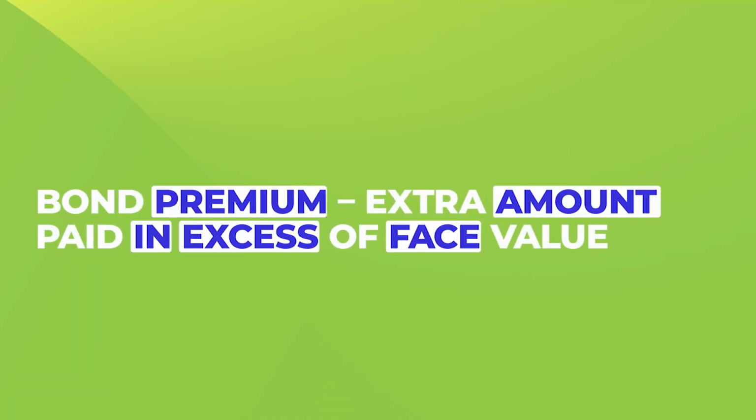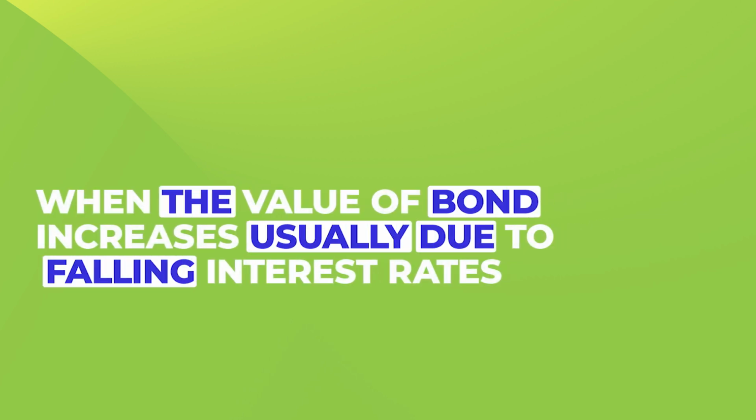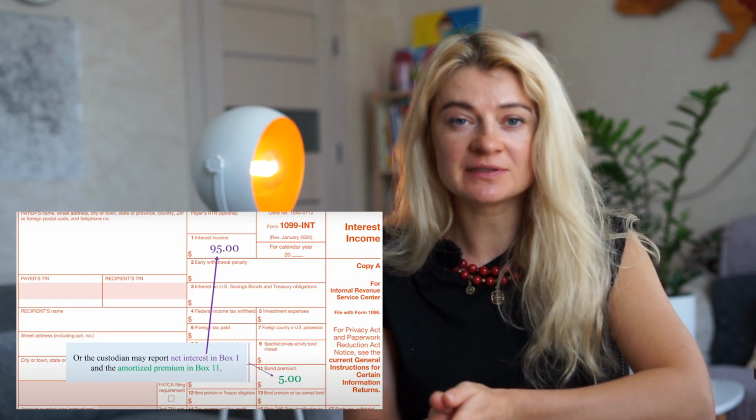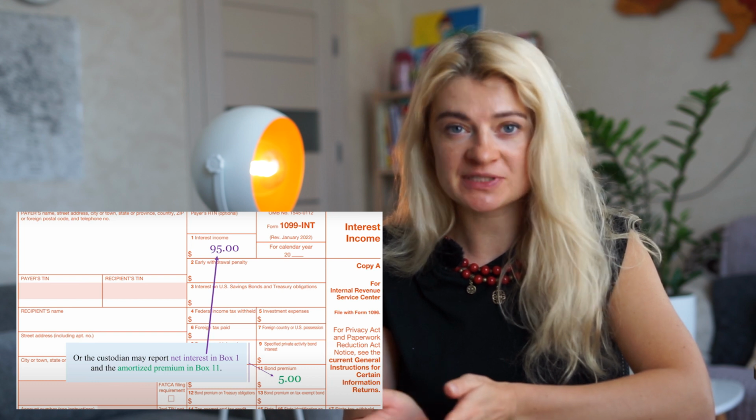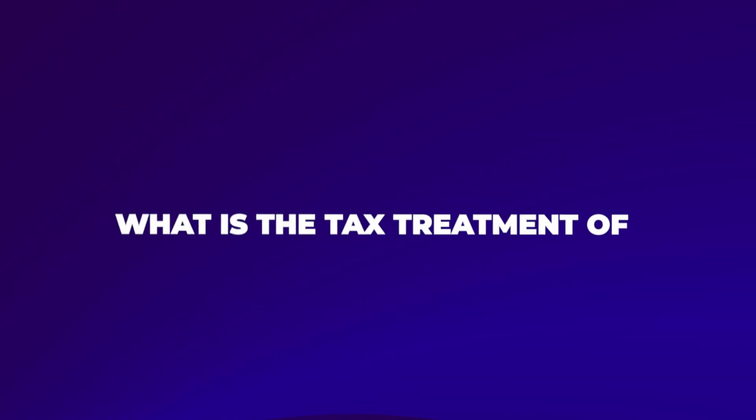Bond premium is the extra amount paid in excess of face value. It usually happens when the value of the bond increases, usually due to falling interest rates. Amortization of bond premium is usually calculated by the issuer or our brokerage, and it's reported under Form 1099 interest box 11, bond premium amortization. For example, you can see an example right here.